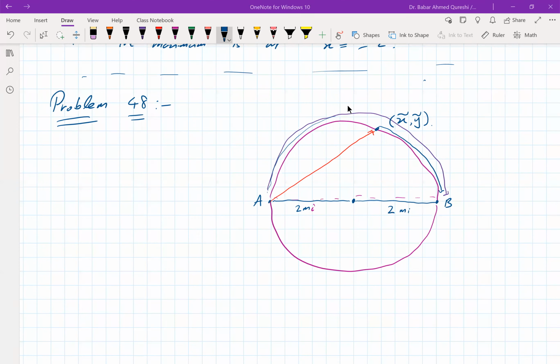So how much time will it take for an arbitrary point x tilde, y tilde? It's not even a solution, but how much time will it take if she just does this, row and then walk? Well, you are given that she can row at 2 miles per hour, and she can walk at 4 miles per hour.